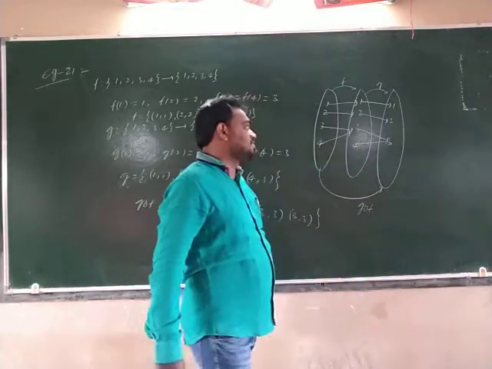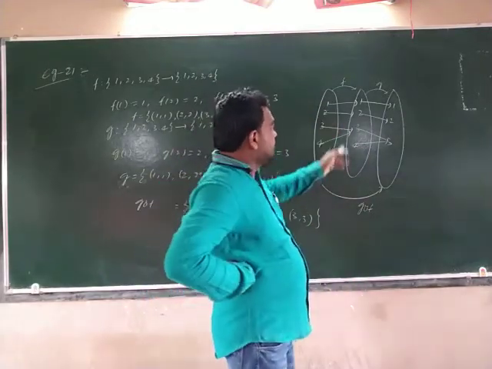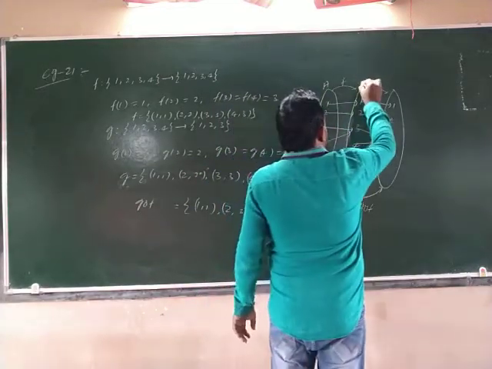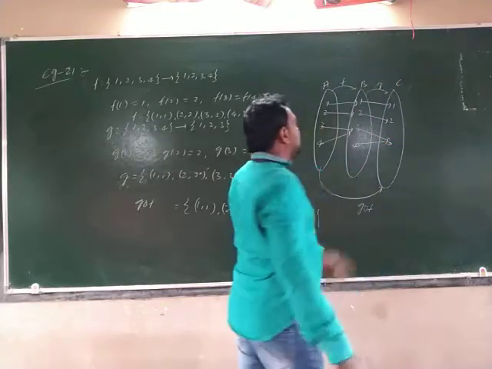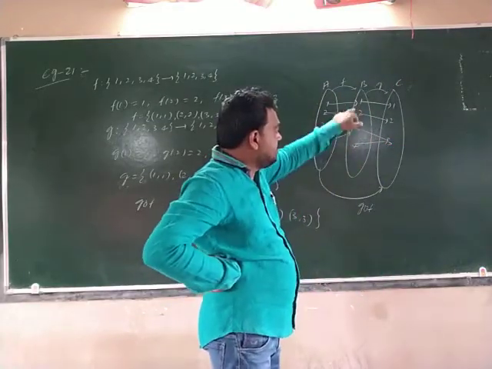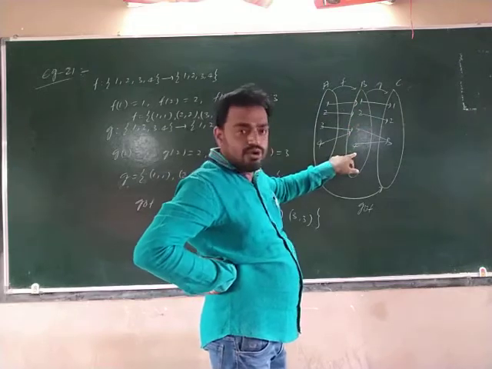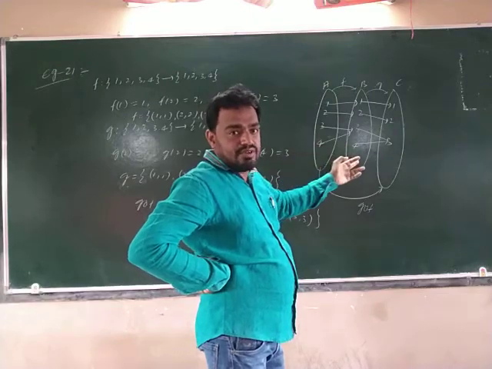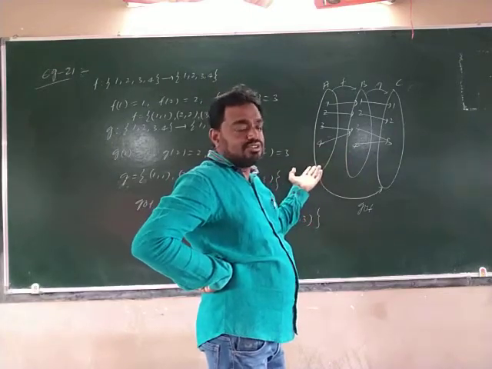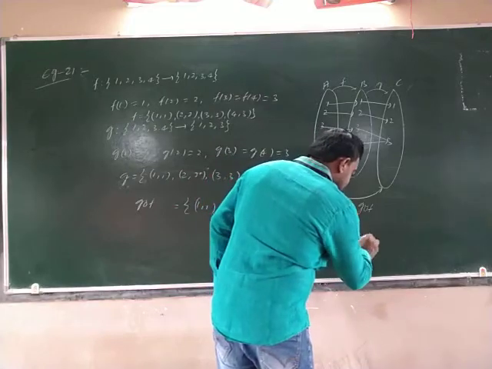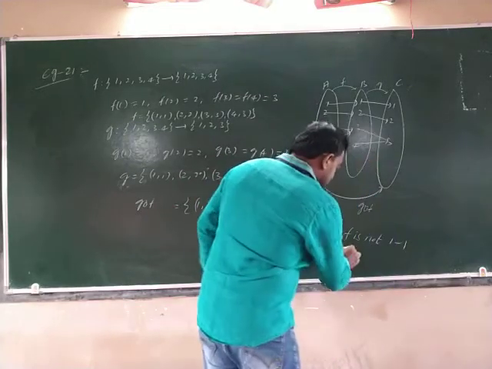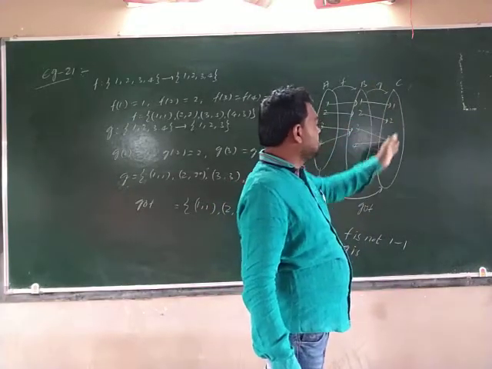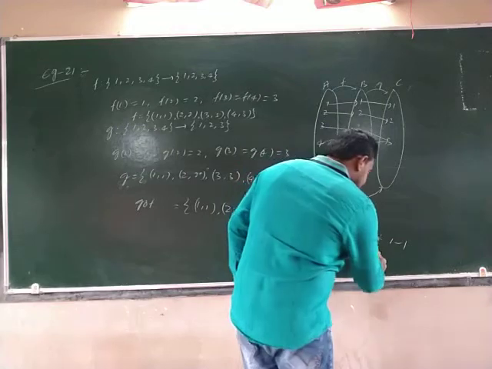Coming to F and G, you see, F is from this set to this. For example, this is A, B, C. You take F from A to B. The element 4 belongs to the codomain B, but this 4 doesn't have a pre-image. Having a pre-image? No, it doesn't. So F is not onto. Coming to G, from B to C, all the elements have pre-images. So G is onto.